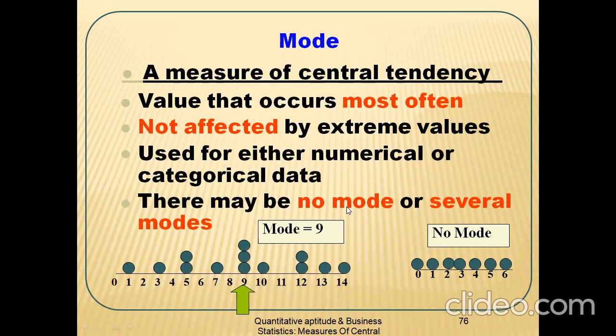Now, what do you mean by mode? Mode is nothing but the number which is repeated the highest number of times. So that number is considered as the mode in the data. Now there are two examples given to you.